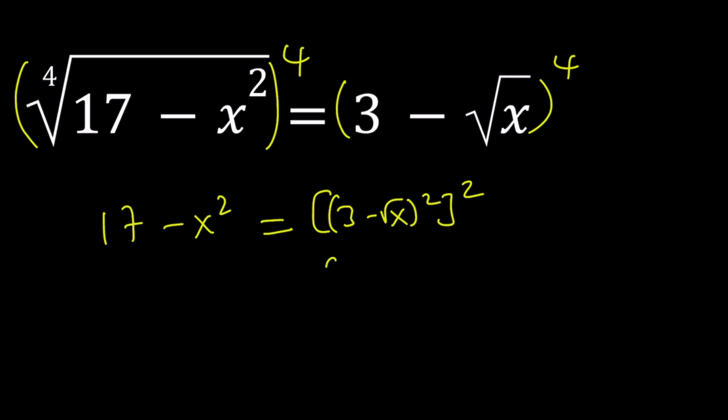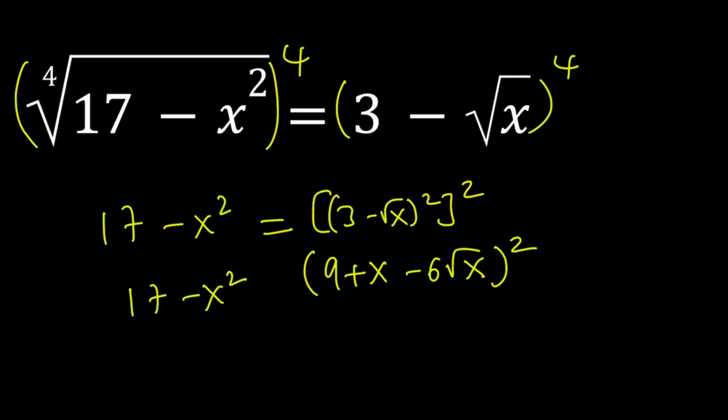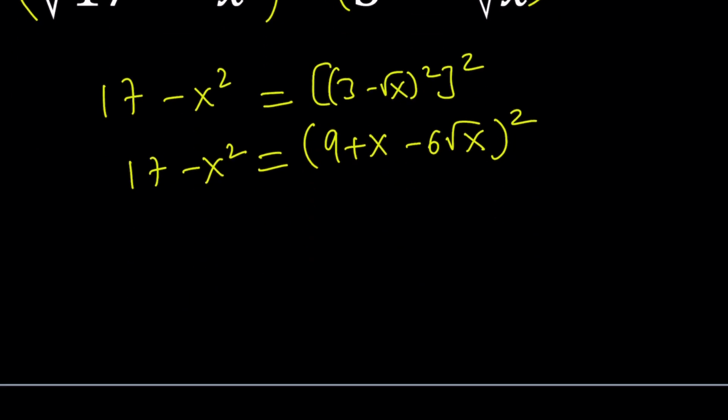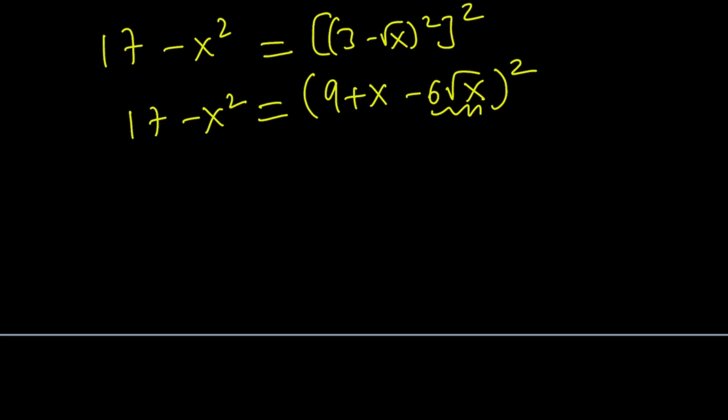It is going to be 9 plus x minus 6 root x, and then we're going to have to square that again. And actually you could also do this instead of raising both sides to the fourth power. You could do square, but it's pretty much the same thing. So we get this equality. And if you square this term, you're going to have x, you're going to have square root of x, and you're going to have x times square root of x, which is going to produce more radicals.